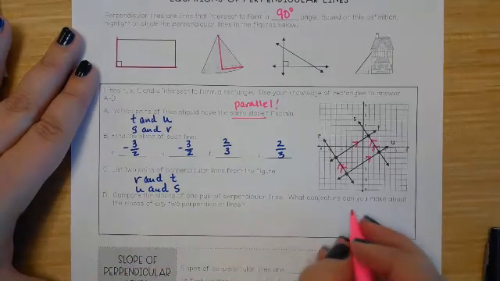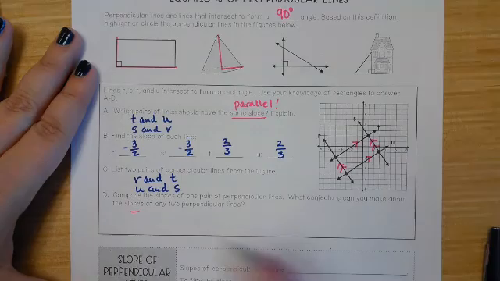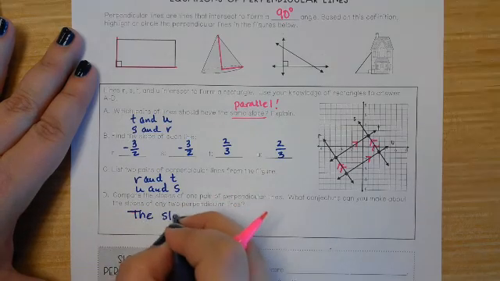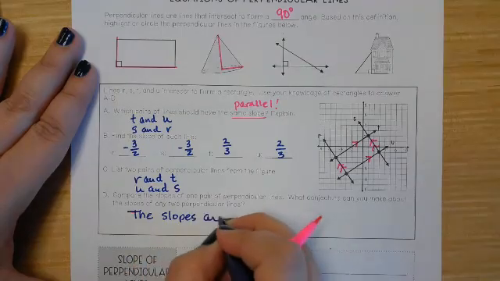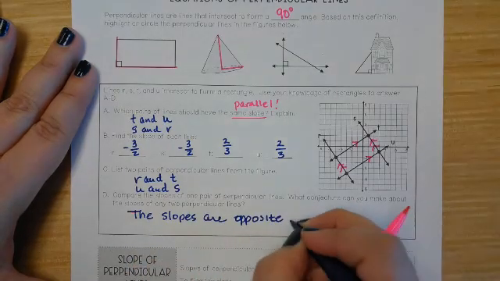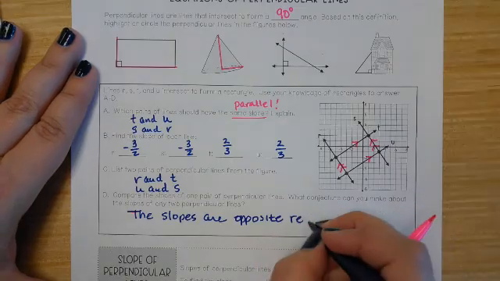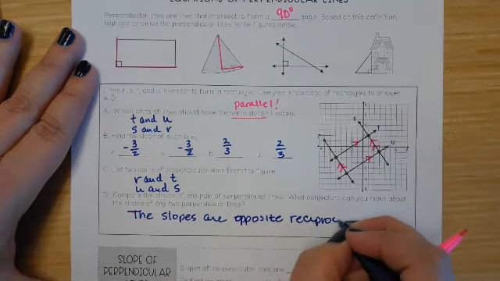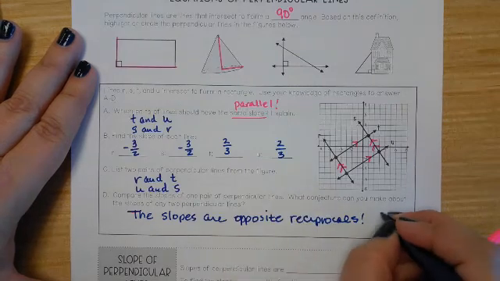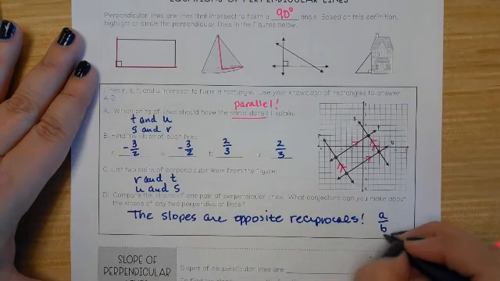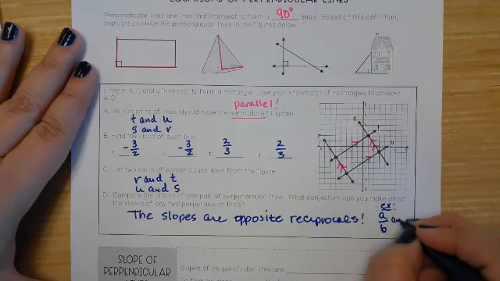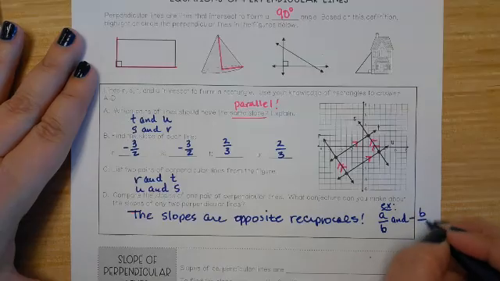So for the ones that are perpendicular, the slopes are opposite, meaning opposite sign and reciprocals. Not one, not the other, but both. Okay, so what that means is if one of them is A over B, as an example, then the other would be negative B over A.